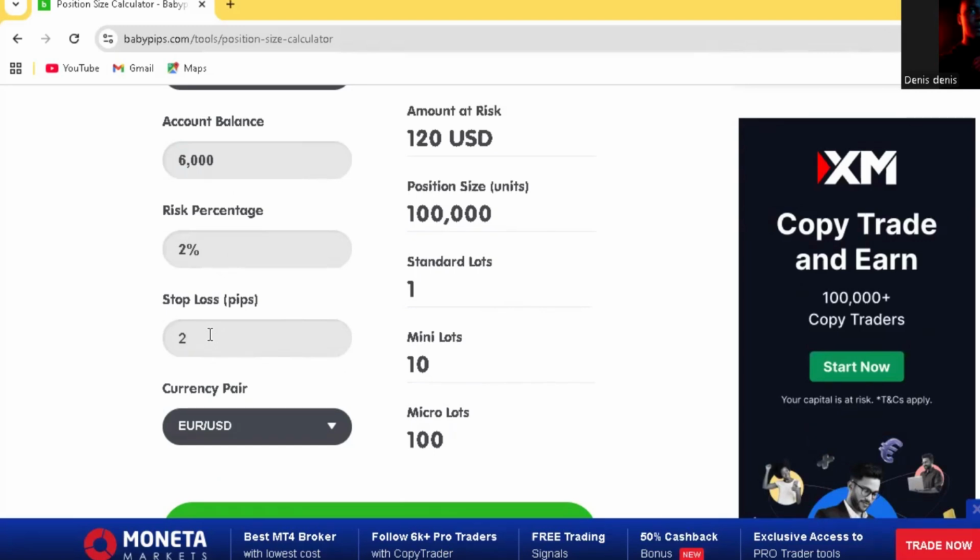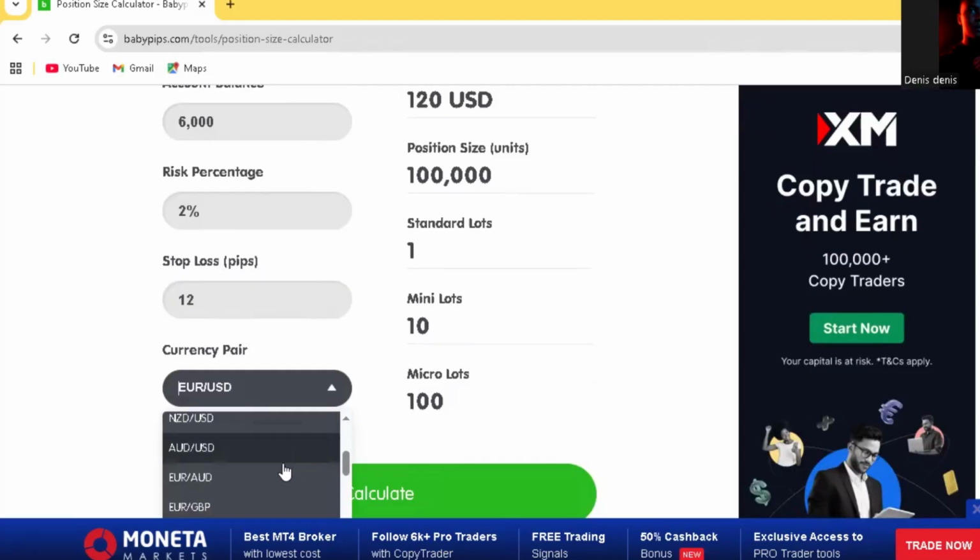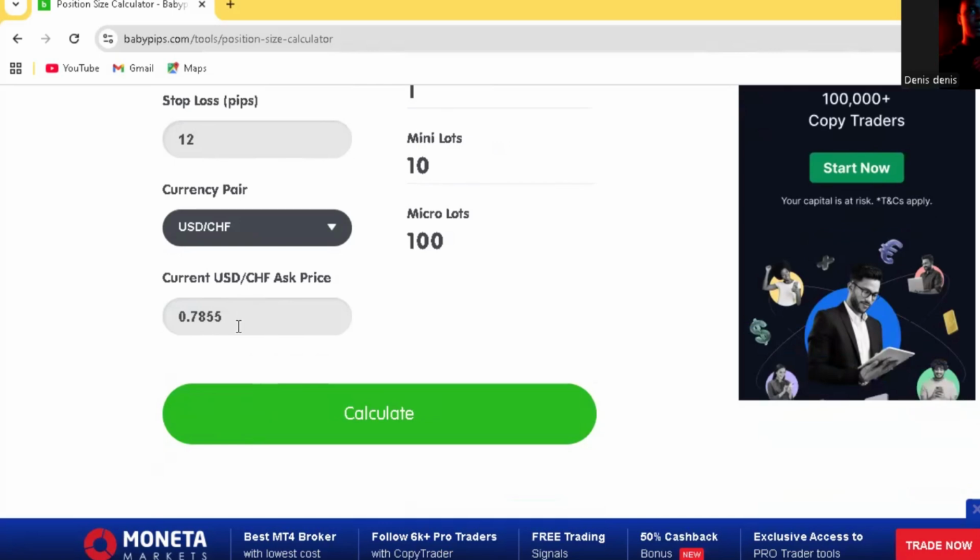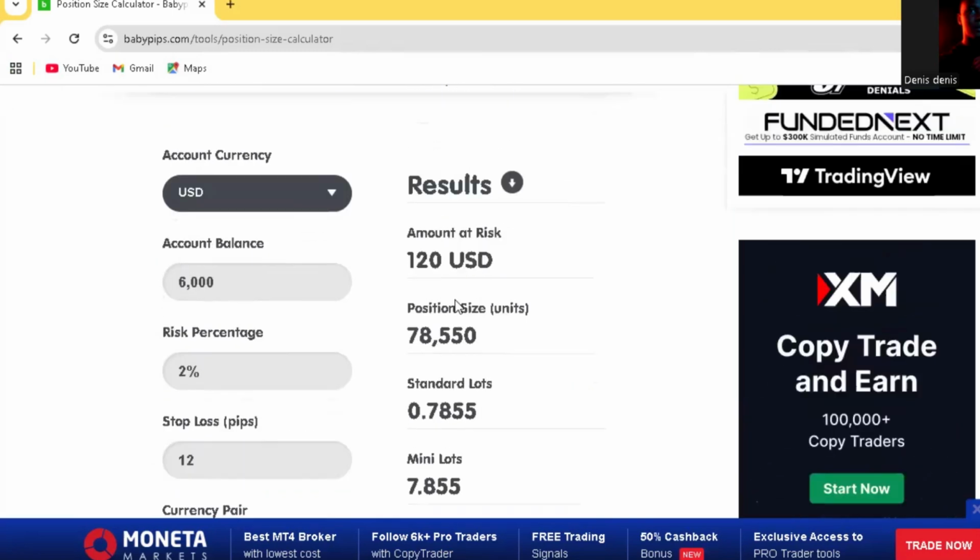So here we're going to take 12 because we had 11 point something. And then we're saying, which pair are we trading? We are trading USD CHF. Okay. So if we're trading USD CHF, they are going to ask you, what price did you enter that market? So we're going to say 0.78855, which is the price at which we took. Then we are going to do the calculations. Once we do the calculations, what is the result? The amount that is going to be at risk is $120 from the $6,000 account. That is 2%, which is $120.